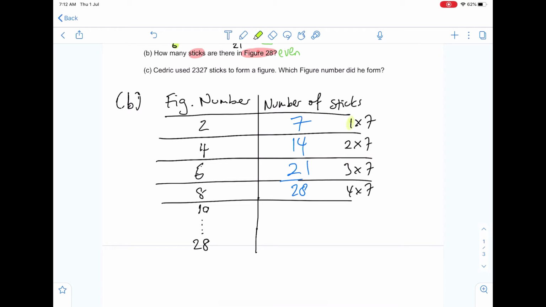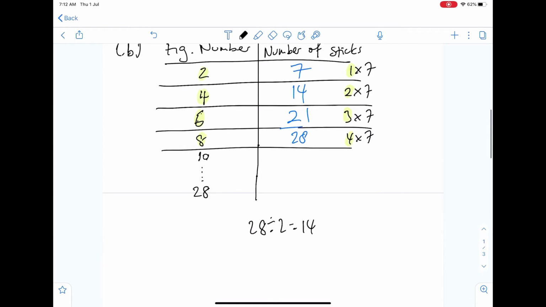These numbers here, and here there is a link. Look at these highlighted portions. There are links between these highlighted portions. So the link is this. When your figure number is 2, you divide that by 2, you get 1. And then you take 1 times 7, you will get number of sticks. Figure number is 4, divide by 2 again, you get 2. Alright, and then times 7, you get 14. Figure number 6, divide by 2, you get 3. Times 7, you get 21. Figure number is 8, divide by 2 is 4. Times 7 is 28. So figure number 28, 28 divided by 2 is 14. So number of sticks.